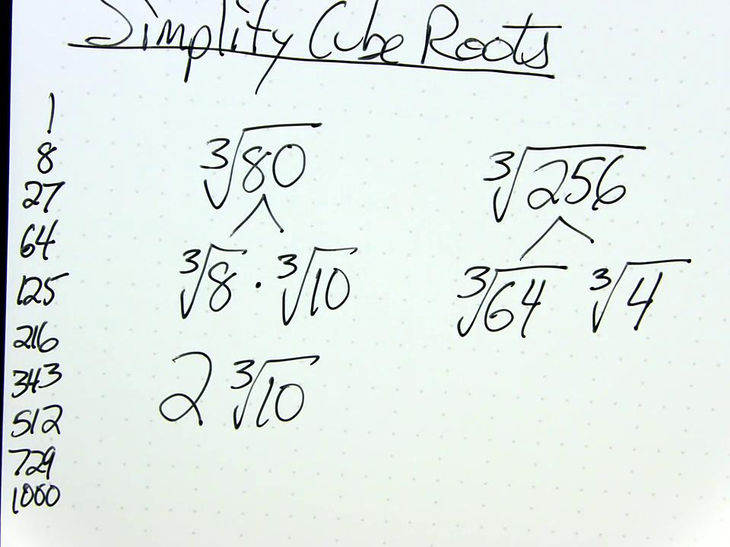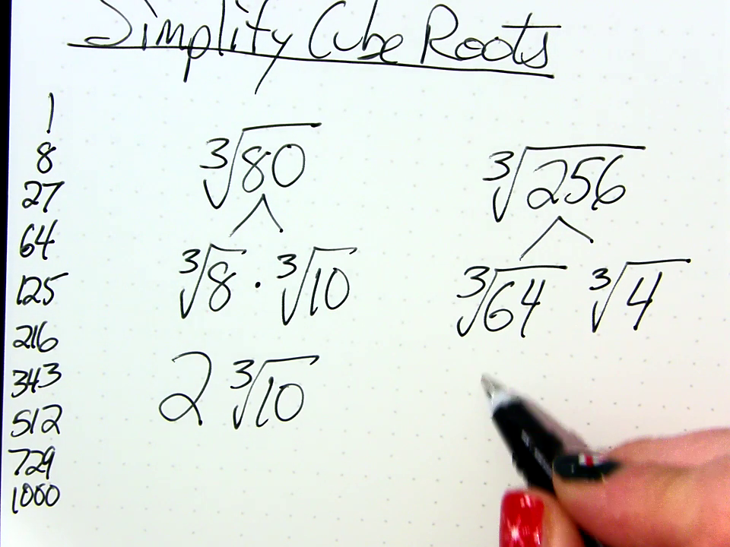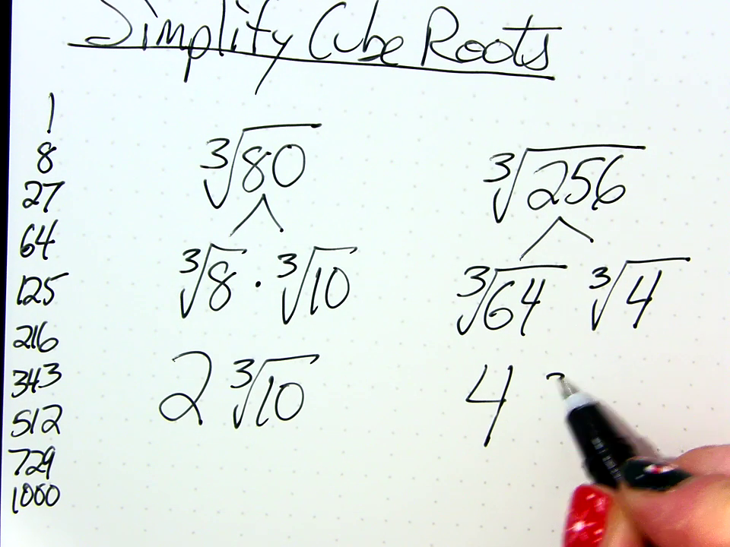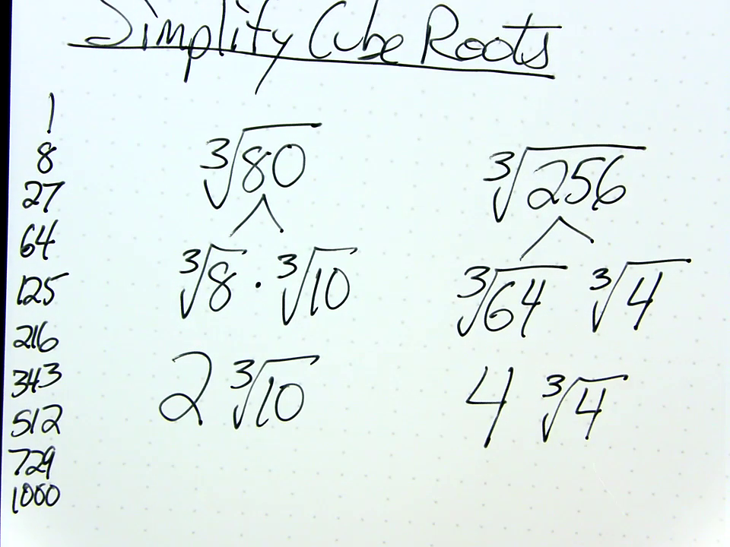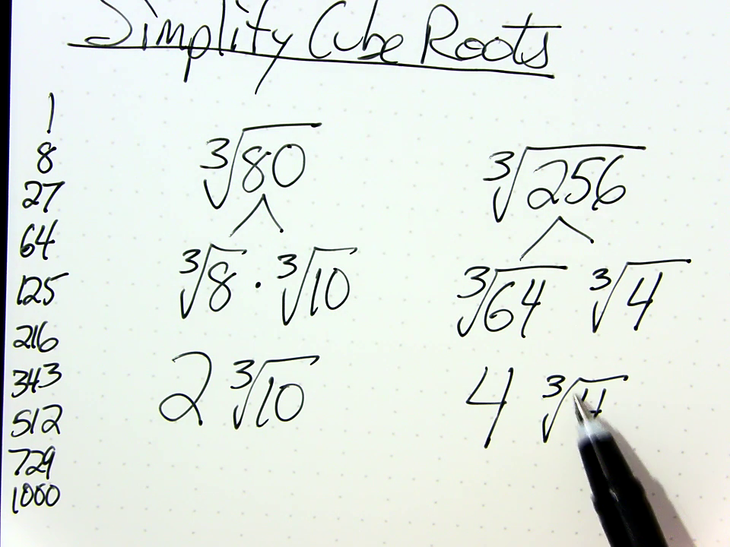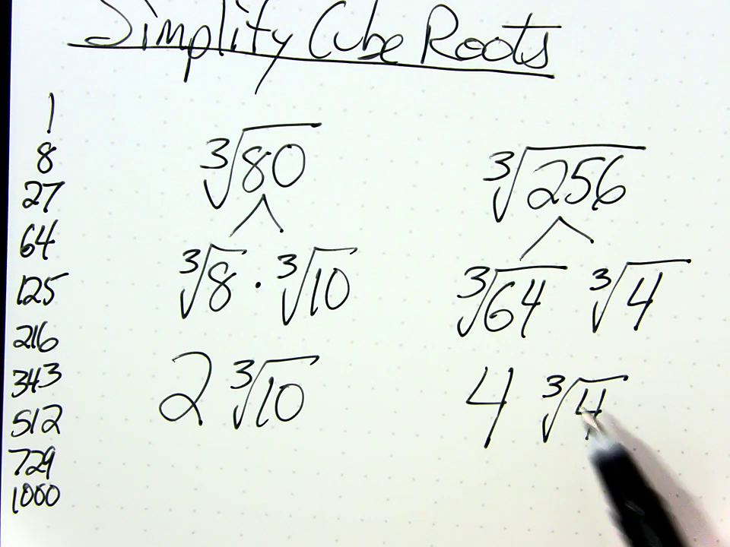And what is the cube root of 64? 4, right? It's just 4. And then the cube root of 4 you can't simplify. That's done. Does that make sense? I know it feels weird to leave that 4 under there because you're so used to square root of 4 being 2. But we're not in squares anymore. We're talking cubes.